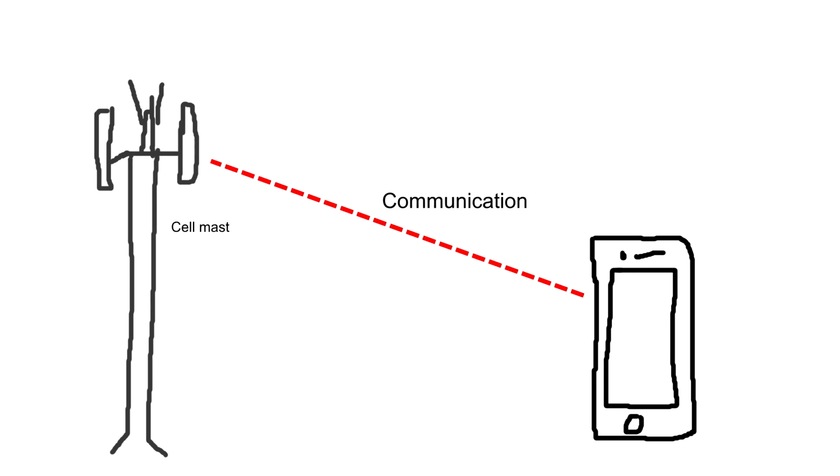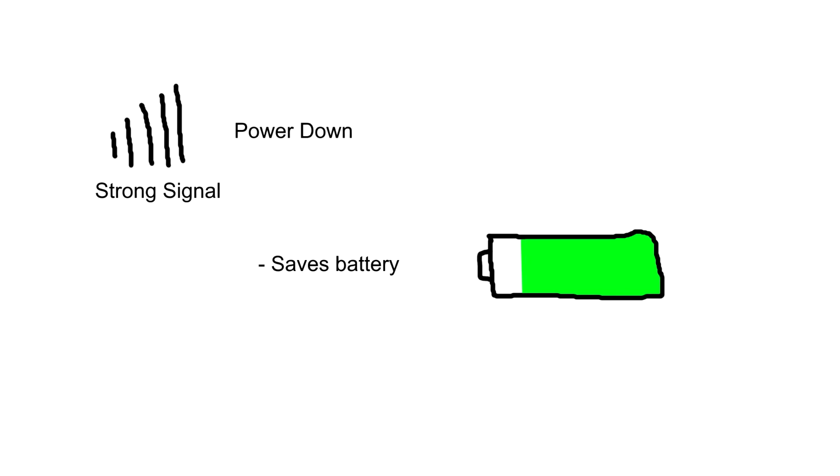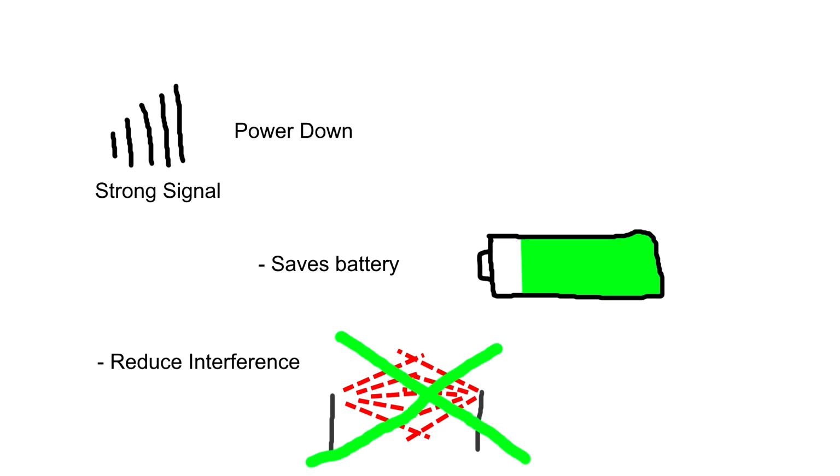A useful feature of radio communication is that if the signal is strong, the cell mast can communicate with your device in such a way that it can tell your device, if the signal is strong, to reduce the power, or vice versa. This means that it can save the battery power of said device and also reduce interference of other signals due to the power output. So, the lower the power, the less interference there will be.